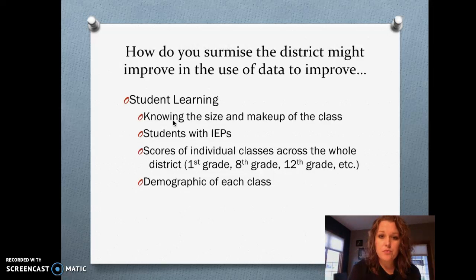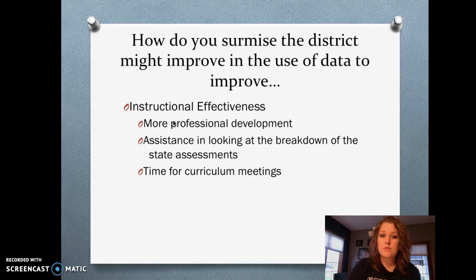So I think in order to improve student learning, the district could improve upon looking at these numbers more closely and realizing that there may need to be some shifts in or some additions with the staff. And then also, I think the district might improve in the use of data with instructional effectiveness, more professional development, like I mentioned.